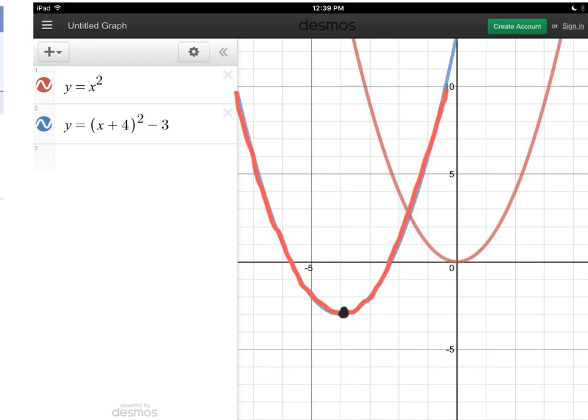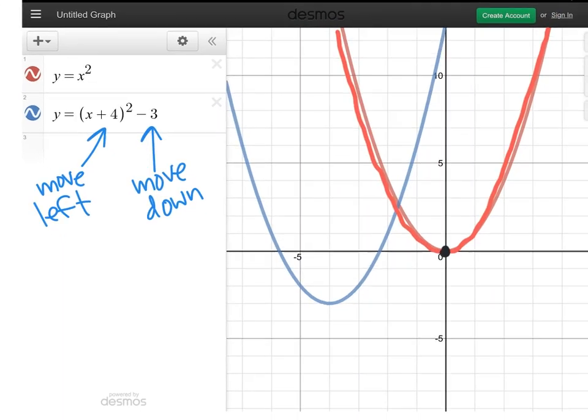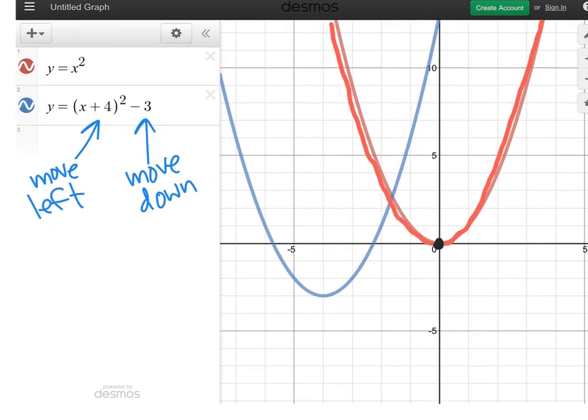All right, and so let's write that down. So let's get some thin pen here. So the plus 4, move left. The minus 3, move down. And that's how it's transformed. All right, so if we were to have a different equation, let's say y is equal to x minus 2 squared plus 5, what would that do?